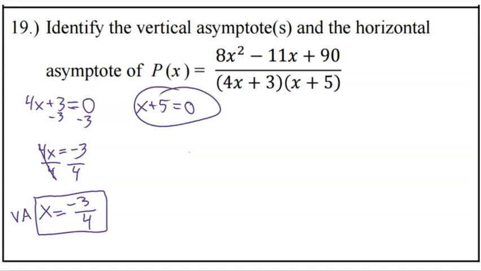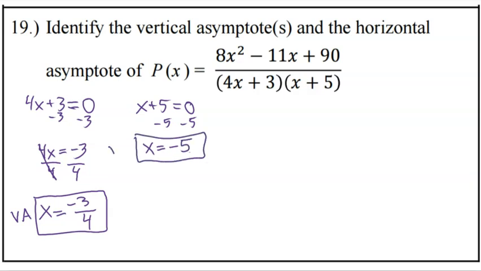Our other vertical asymptote will come from this x plus 5. We're going to subtract 5, and we get x is equal to negative 5, and that is our other vertical asymptote. So we found our two vertical asymptotes. Now we want the horizontal asymptote. Now, here's the thing.